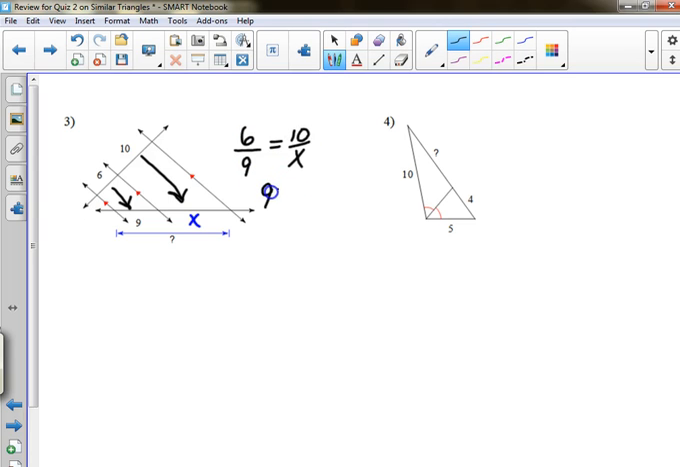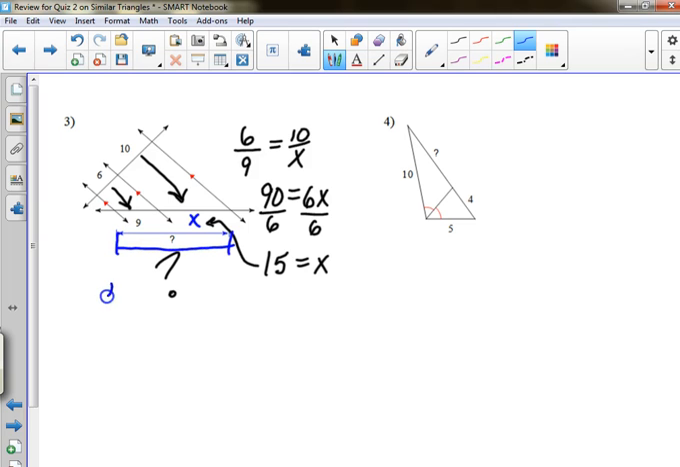So you would do 6 is to 9 as 10 is to x. Cross multiply and you get 90 equals 6x. Dividing both sides by 6, you get 15 equals x, I believe. Okay, but be careful, that's not what they asked for. If that's 15 right there, and they want this question mark, you want to take 9 plus 15, or 24, to get the question mark.